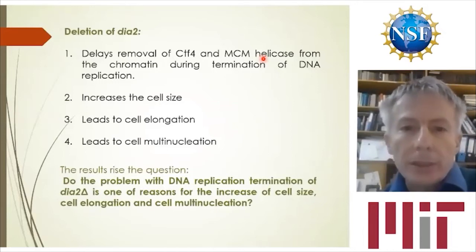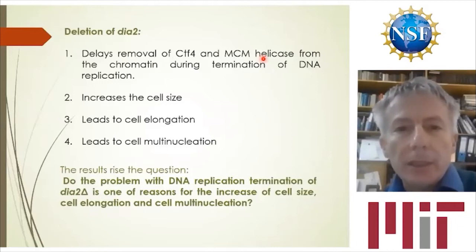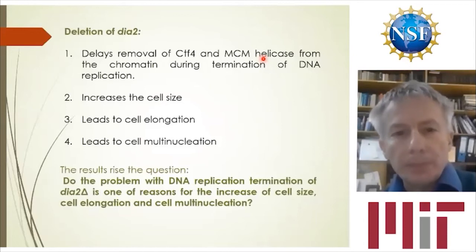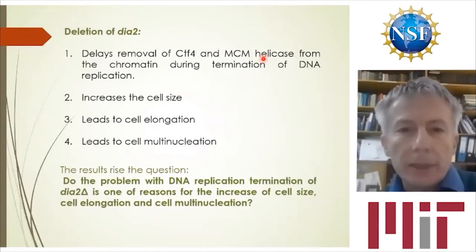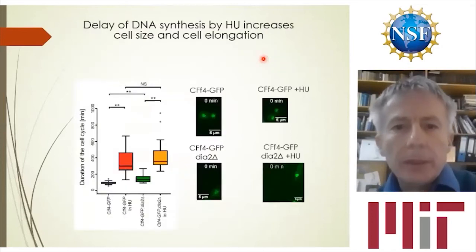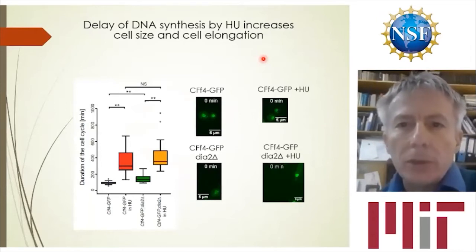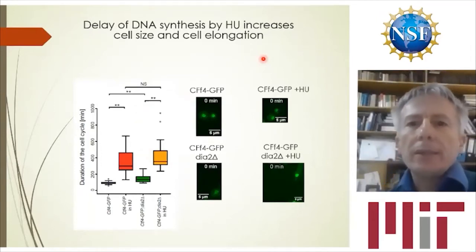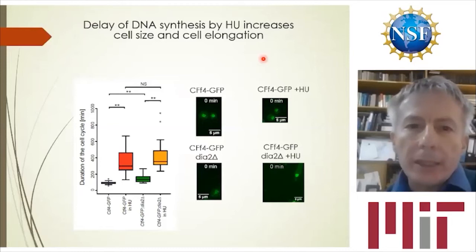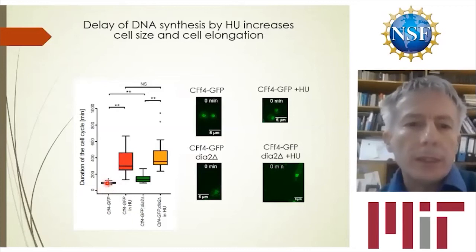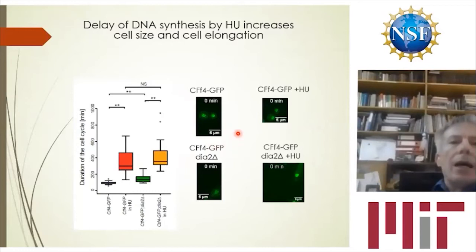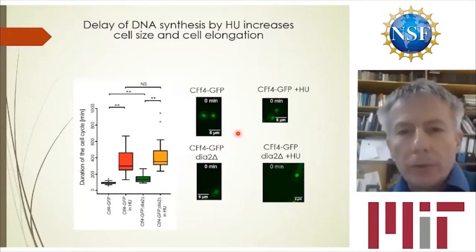To see if a problem with completion of DNA replication results in the elongation of the cells and multinucleation, we decided to inhibit DNA synthesis by hydroxyurea. Inhibition by hydroxyurea actually increases the cell cycle from 120 to 400 minutes. However, the cells still complete to divide.